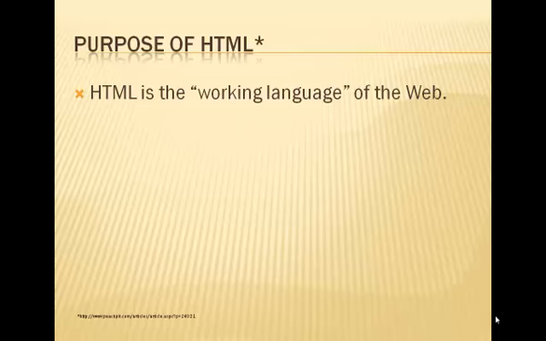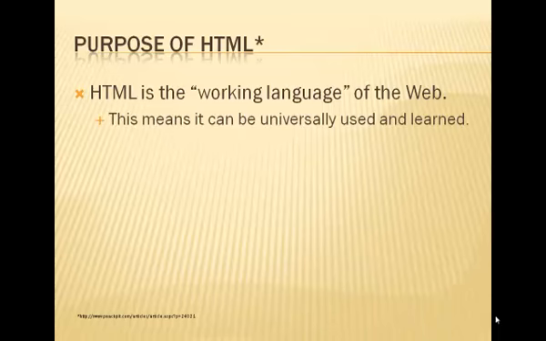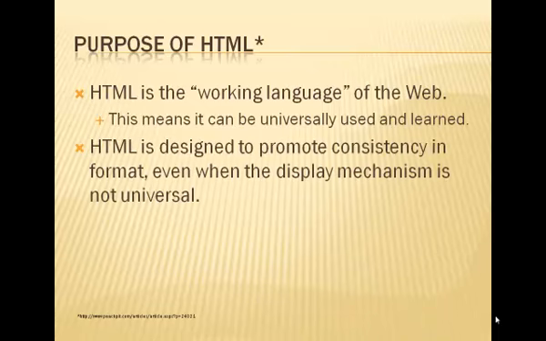So why do we need HTML? HTML is considered the working language of the web. It's not necessarily considered code, it's considered a language, but it really is the backbone from which all other languages that we use for the web interact with and begin from. It can be universally used and learned, and because it is a language, it allows it to work with the standards of the World Wide Web Consortium.